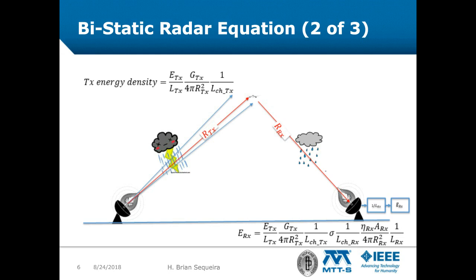The energy intercepted by the receiver antenna is proportional to its effective aperture, which is the product of its physical area, A sub Rx, times its efficiency, eta sub Rx. The energy intercepted by the receive antenna suffers loss due to receive plumbing, and so the received energy is as given on the lower right-hand side of the slide.